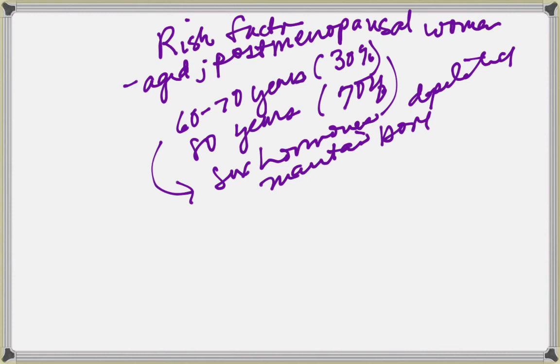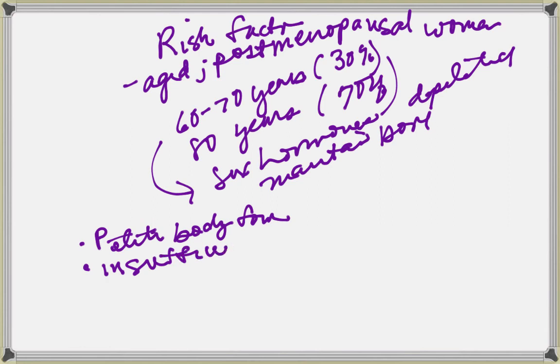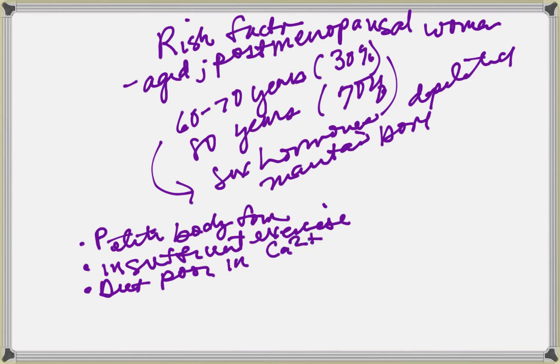So in here, you're more likely to have it if you have a petite body form, if you don't get enough exercise, you have a poor diet, basically that's poor in calcium and protein, you smoke, or you have a hormone-related disease.